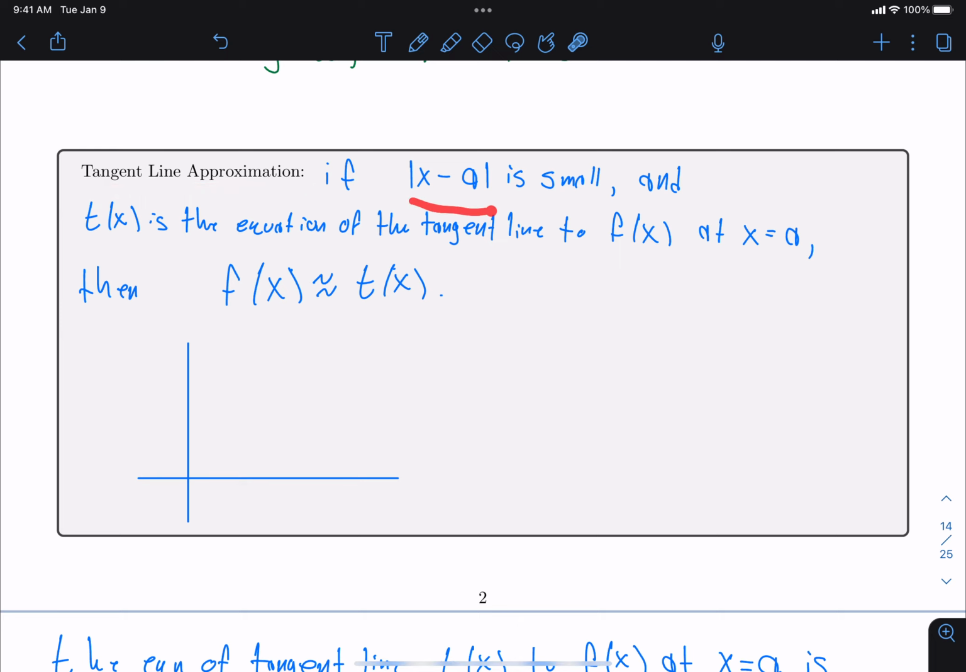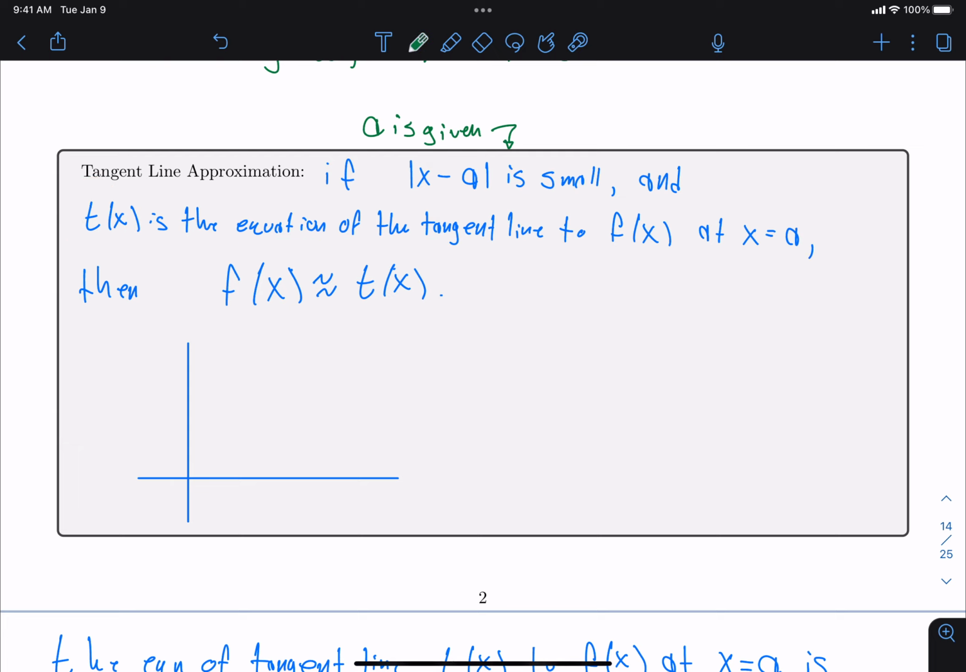So, if x minus a is small, okay. Let's first of all say that a is given. A is a given number. And let's say that the distance between x and a, which is given by the absolute value of x minus a, is small. We're not going to quantify that yet. And let t of x be a new function, which is given by the equation of the tangent line to f of x at that point x equals a.